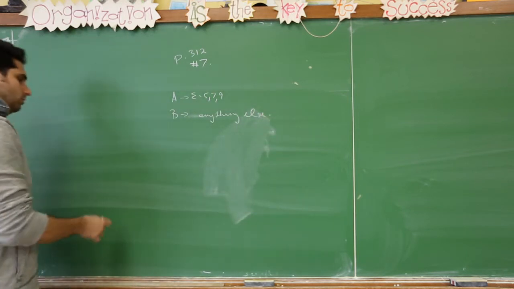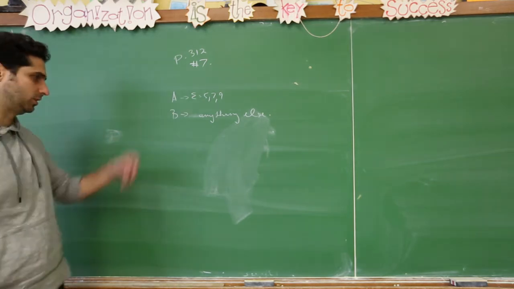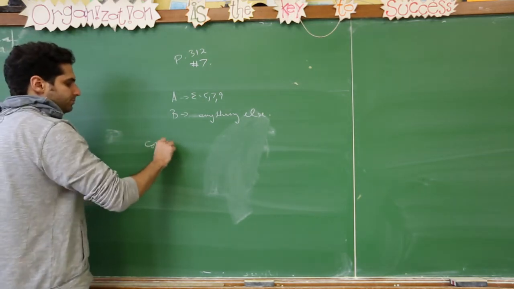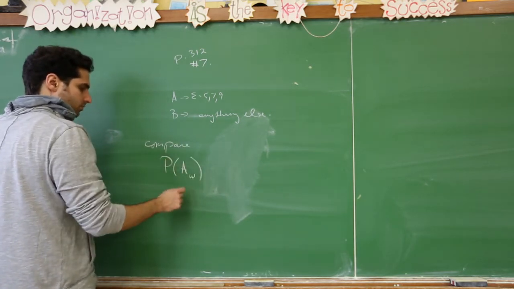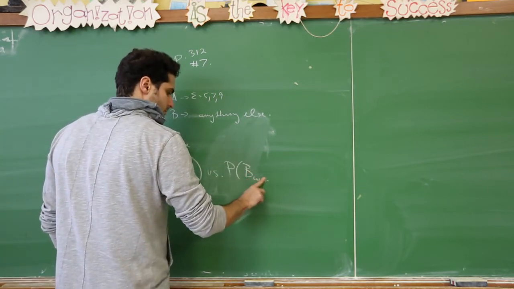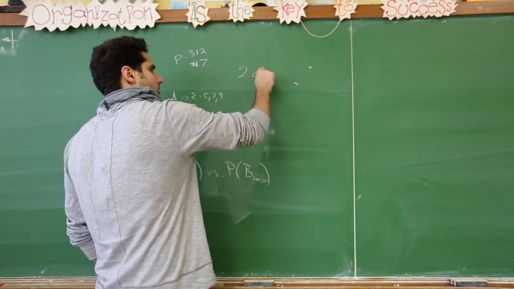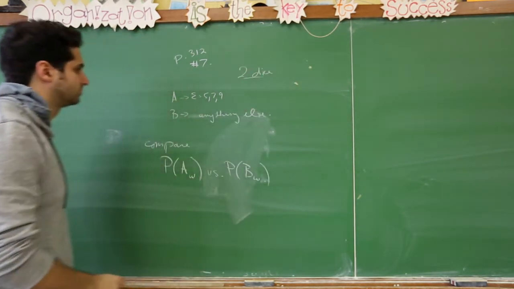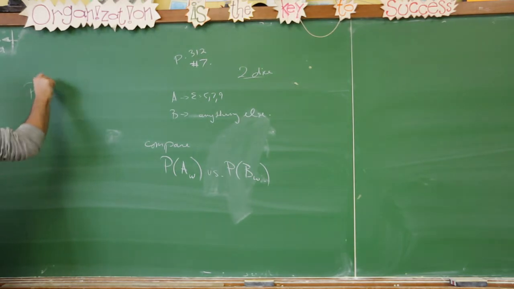Okay, so we have to find out the probability. We have to compare the probability of A winning versus the probability of B winning, right? Now, how many dice are rolled? Is it 1, 2? 2 dice. Okay, so it's 2 dice. So let's calculate P(A wins).